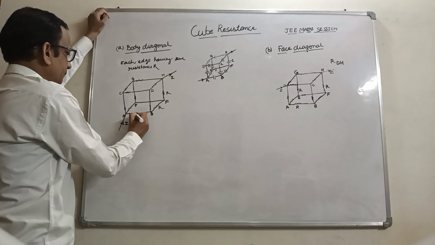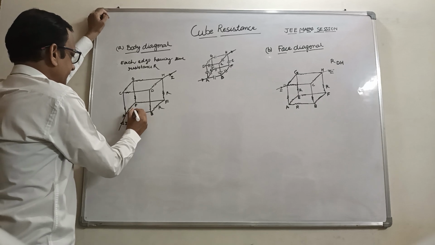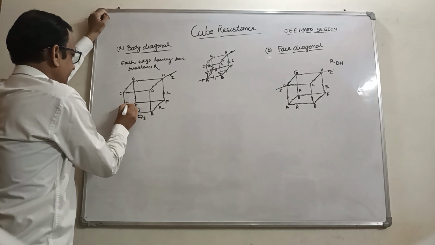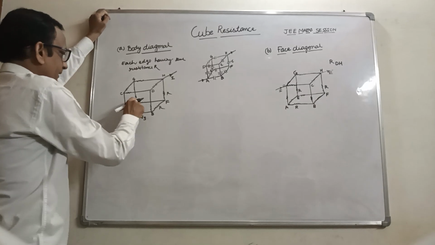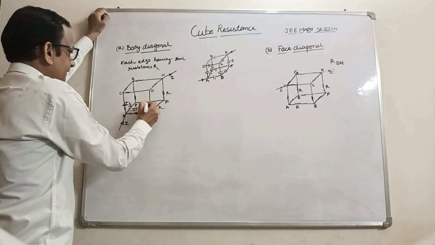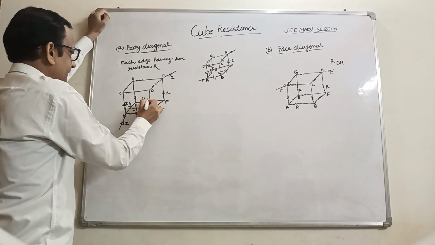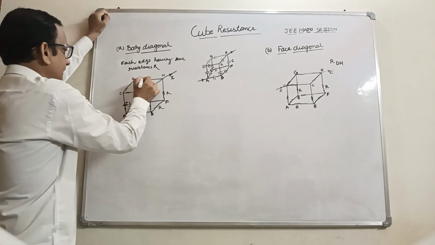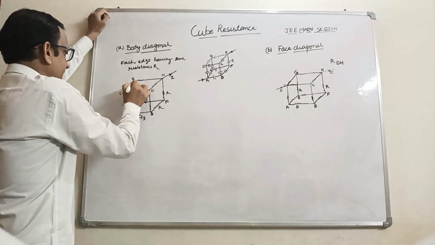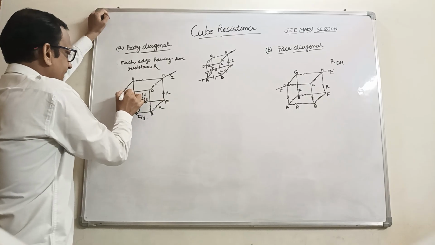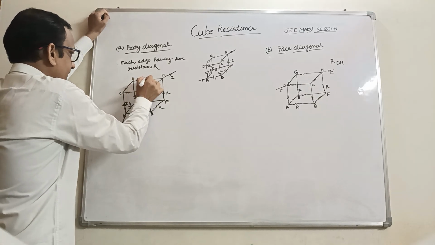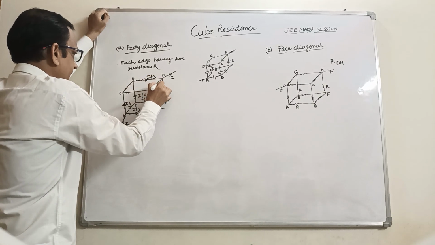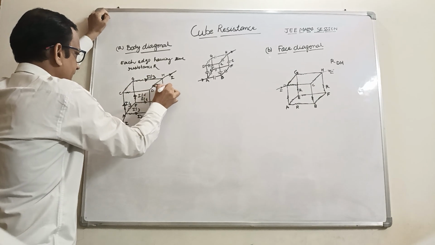This current is distributed as I by 3, I by 3 and I by 3 because the resistance is the same. Further in each branch, the current is divided again into I by 6 and I by 6. So here the current would be I by 3, here I by 3, and here I by 3.